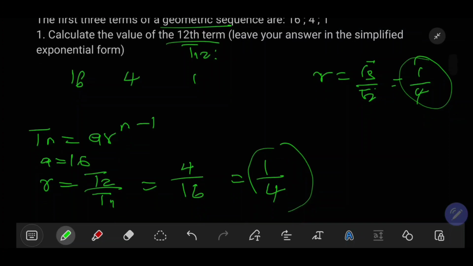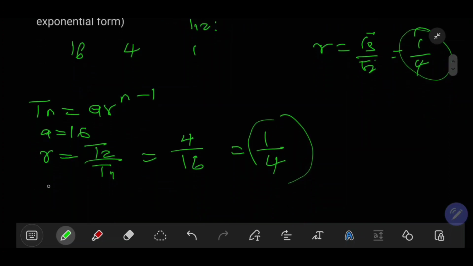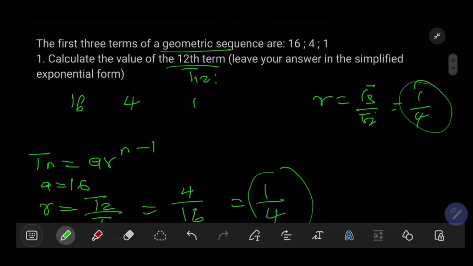Now we can substitute. Our general formula has an a value of 16 and a ratio of 1 over 4, with exponent n minus 1. So we got the general formula. Now we can answer the question, which says calculate the value of the 12th term.